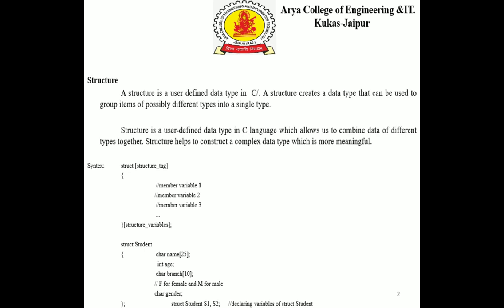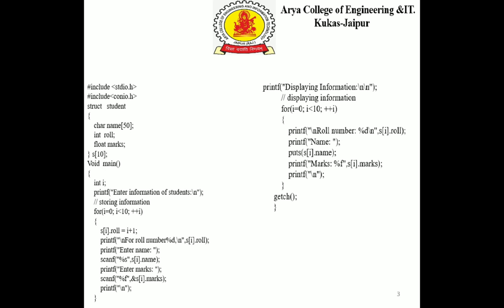Syntax for declaring a structure: struct is a keyword, then you can give any name to the structure data type, then its data members, bracket close, then its variables, and the semicolon should be remembered. Example: struct student, its name, its age, its branch. Name has 25 characters, branch has 10 characters, then gender, then bracket close and semicolon. Then we declare variables of this data type. Struct student s1 and s2 are the variables of this structure data type, that is, the user defined data type.